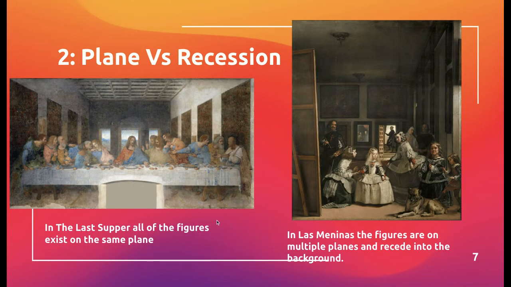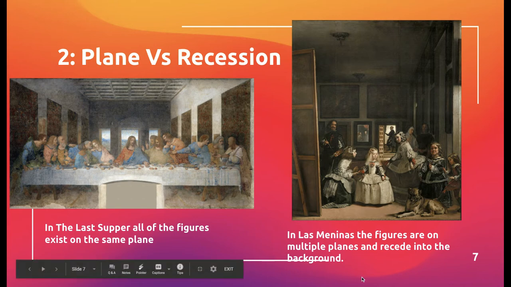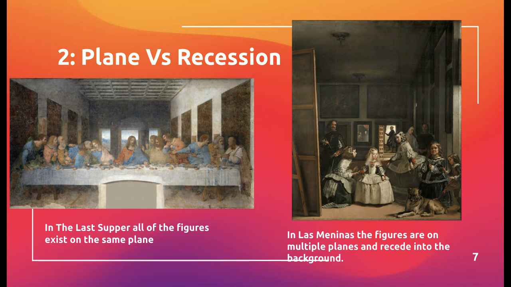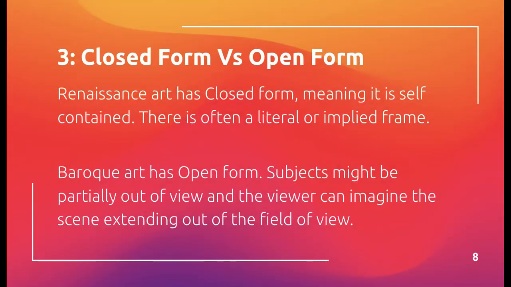The Last Supper, all the same figures exist together, right? They're all in that straight line. They're all the same distance away from the viewer. Whereas when we get to the Baroque, we have people in the background. We have dogs in the front. You can see reflections back here, other paintings going on back here. There is a difference. There are multiple planes of existence.